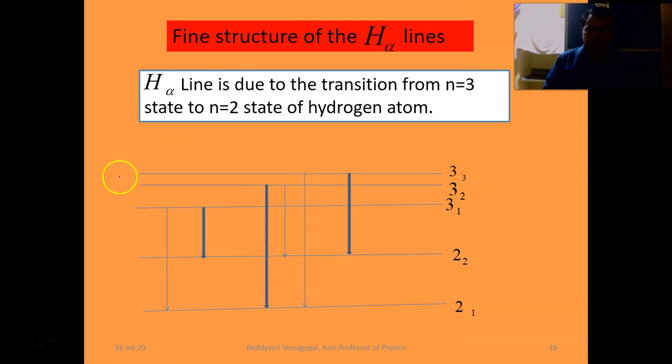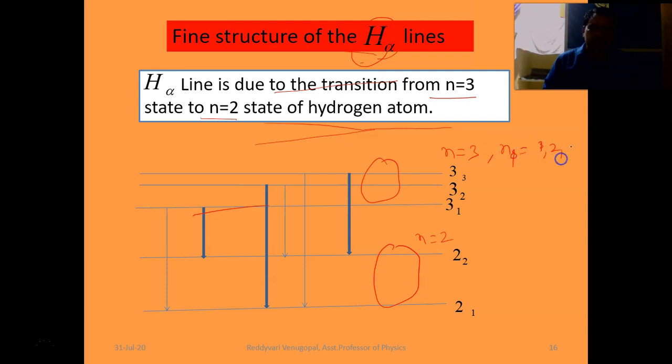So just observe here. This is the spectrum of the fine structure of the H alpha line. The H alpha line is due to the transition from n equal to 3 to n equal to 2 state of the hydrogen atom. So we are taking only two orbitals, that is n equal to 3 and n equal to 2. As we have mentioned, for n equal to 3, n_phi value can be 1, 2, 3. For n equal to 2, n_phi value can be either 1 or 2.